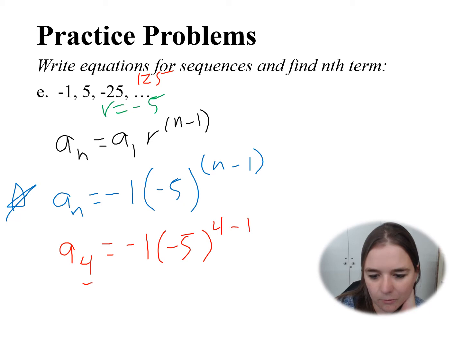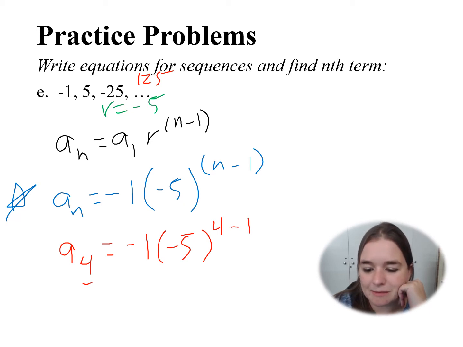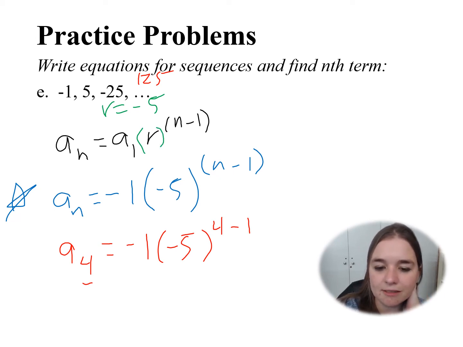4 minus 1. Now, one thing to remember, and it's especially important if we have a negative r value, is that we want to have that r value in parentheses because we are taking that common ratio, and we should notice a pattern that it goes negative, positive, negative, positive, negative, positive.